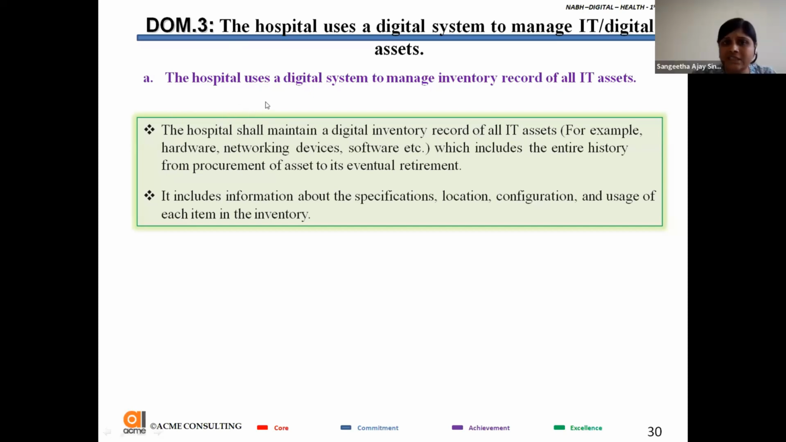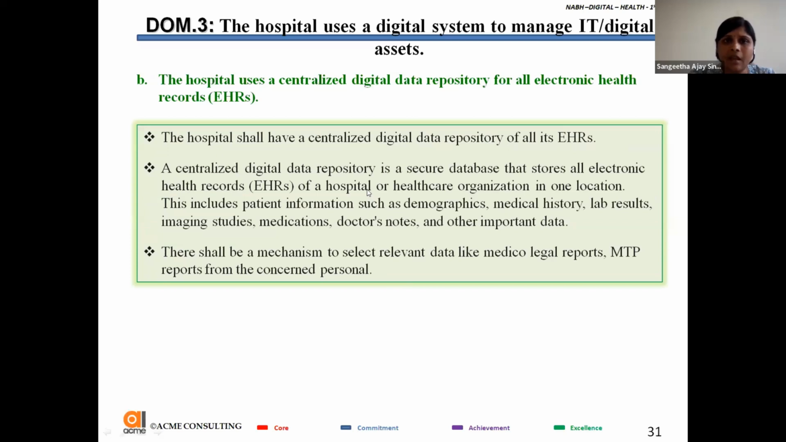And then the hospital uses a digital system to manage the inventory record of all the IT assets. The HIMS should be able to manage the entire inventory record of all the IT assets. What are all the IT assets? Again, it is nothing but all the hardware components, the networking devices, and the software. It should also have a history from the procurement till the maintenance plan. Everything should be recorded within the HIMS about all the IT assets, and the digital data should be centrally stored in one location.